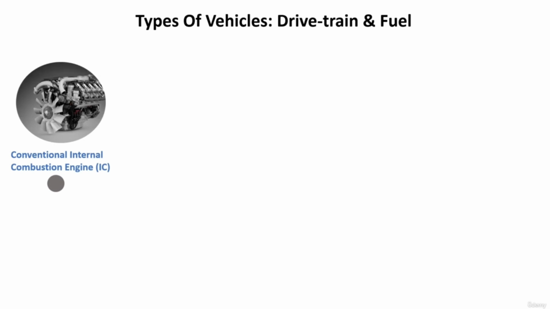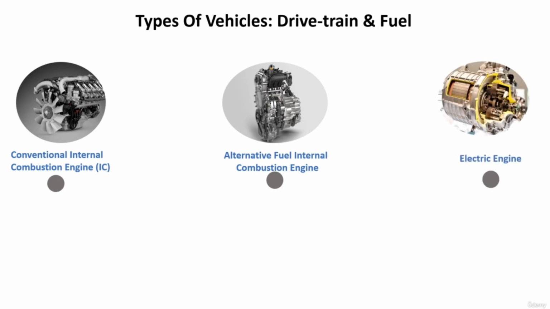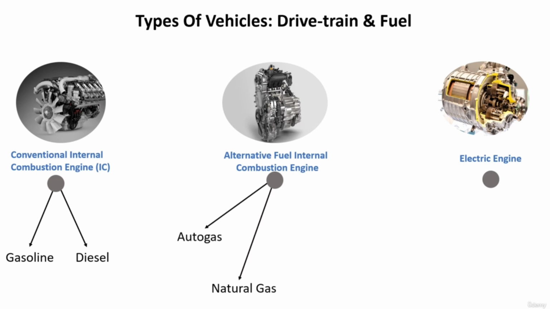vehicle type. Vehicles can be classified based on drivetrain and fuel types such as the conventional internal combustion engine vehicle, the alternative fuel internal combustion engine vehicle, and electric vehicle. The internal combustion engine is commonly referred to by its short form ICE. The conventional ICE vehicle includes the gasoline and diesel vehicles. The alternative fuel ICE vehicle refers to vehicles that run on fuel other than gasoline and diesel, like autogas, natural gas, biofuel, or hydrogen. In all forms of ICE vehicles, the drivetrain is mechanical.